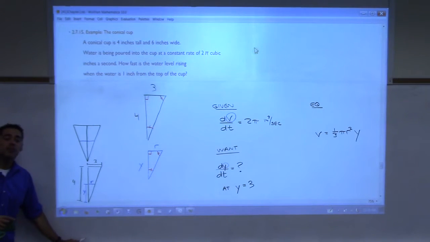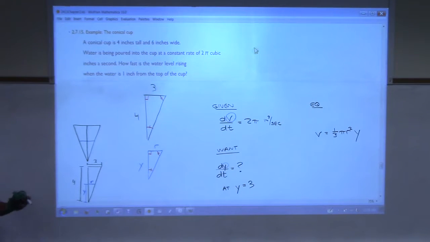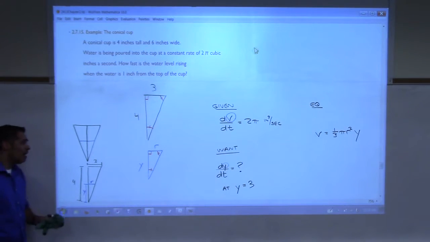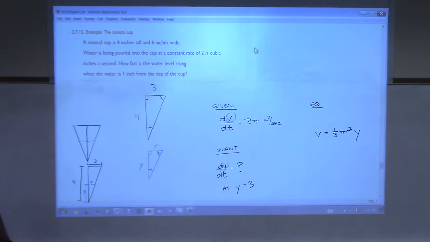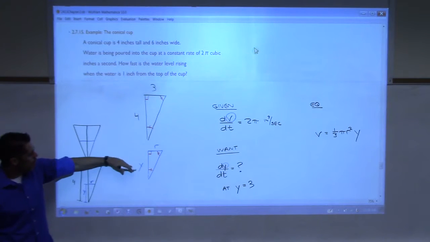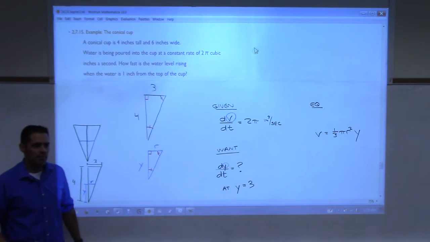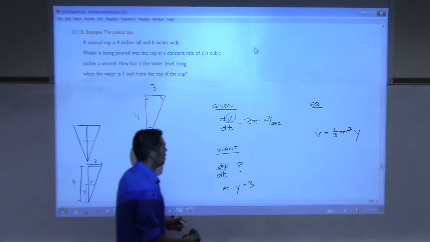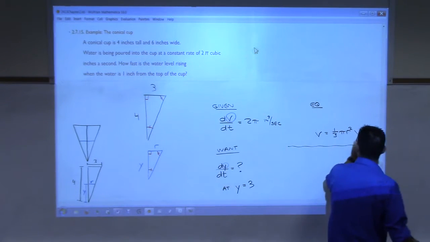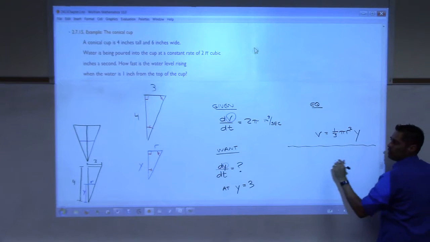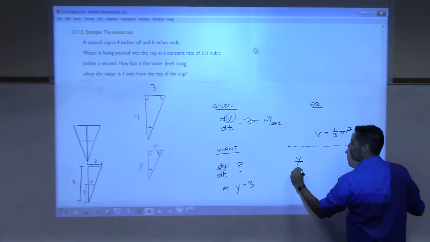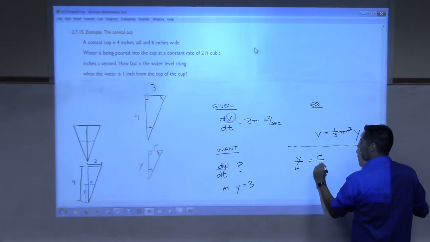Similar triangles, which means I can set up the ratio of corresponding sides however I want. So how would you like to set up the ratio of the corresponding sides? You could do y over 4 equals r over 3, right? I mean, there's a lot. I like that. Let's go with that. Is that okay with you? So this is scratch work still. I'm going to come back to this formula. I have y over 4 equals r over 3.